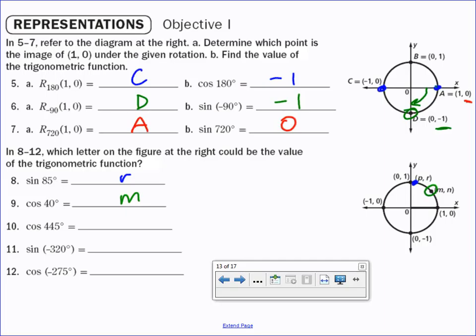445 degrees, goodness, we're spinning 360 degrees. Another 40, hey, I get here again, don't we? Do we end up here? So the cosine value must be P.